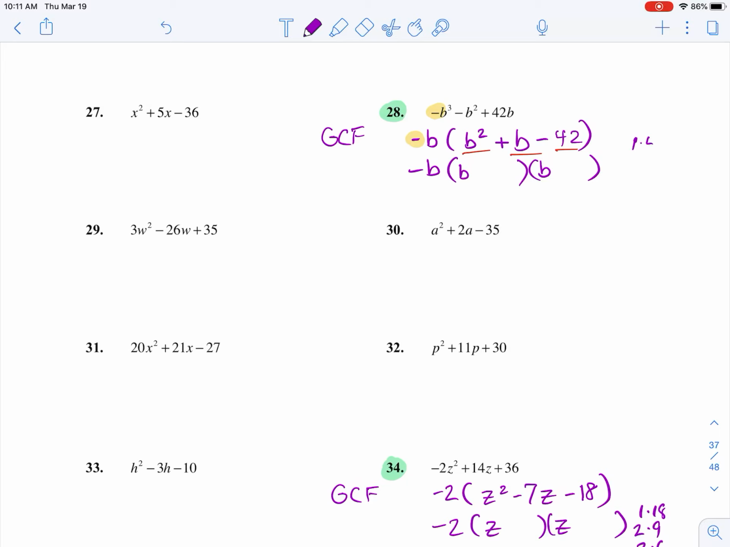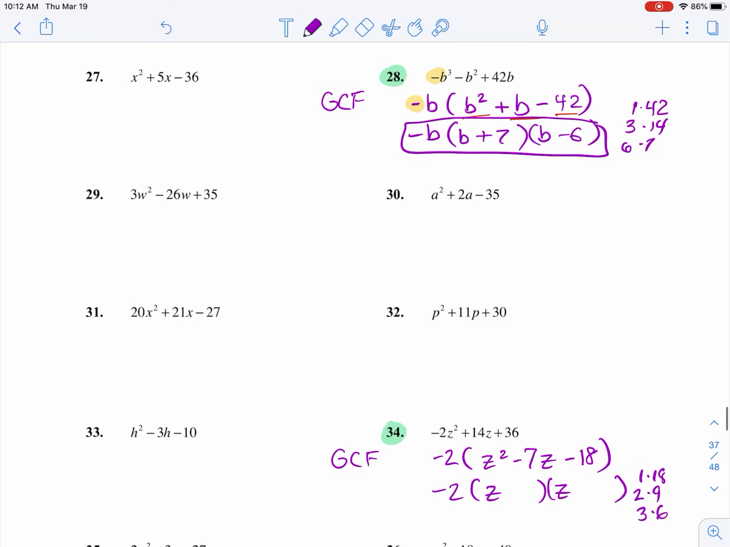that should still be 42. And the pair that's going to work here would be 6 and 7. So do plus 7 minus 6.